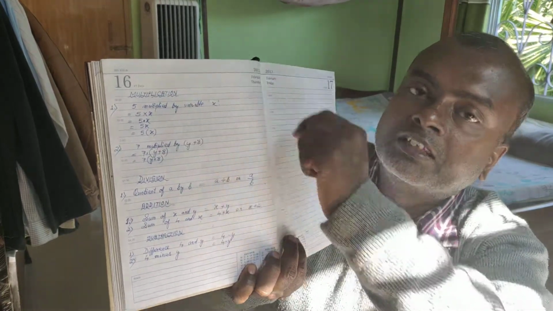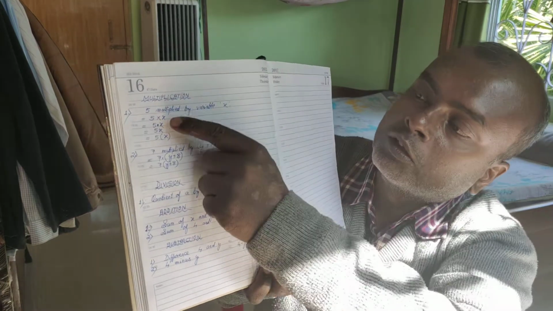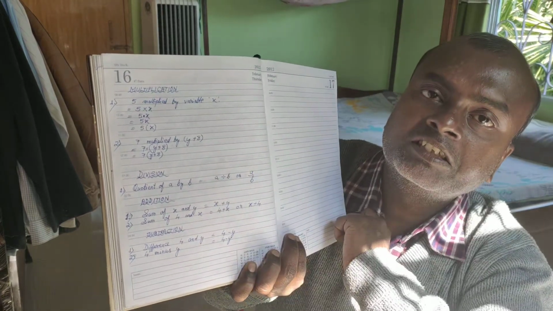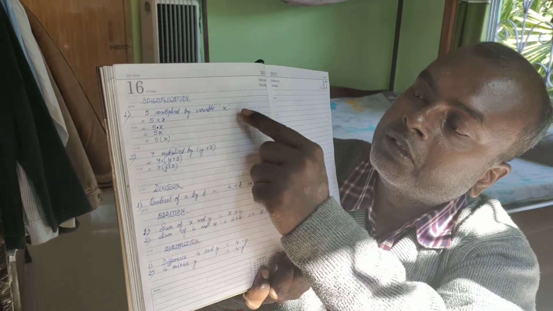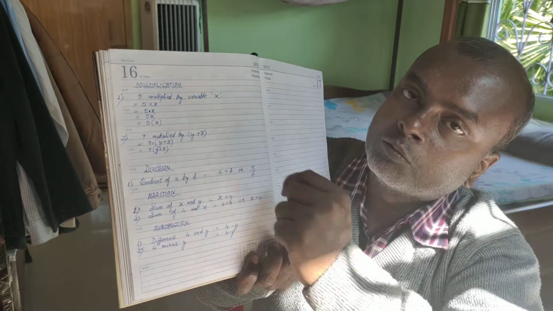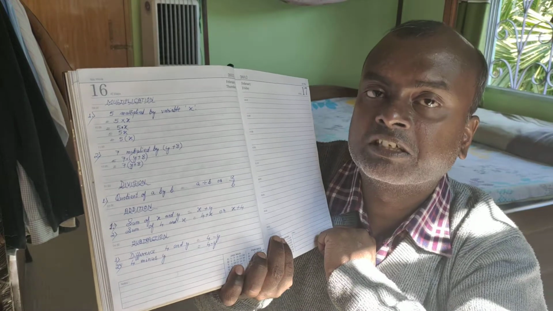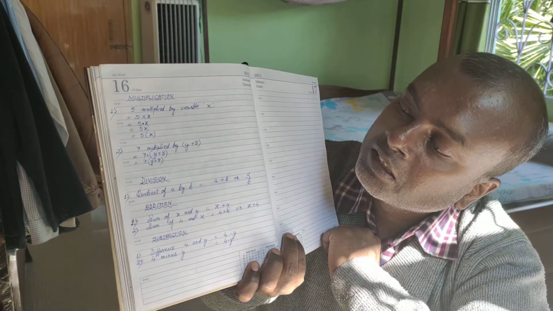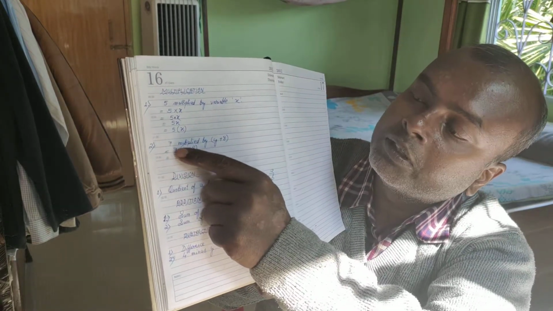Okay, these all are algebraic sentences. On the top you can see this is the English sentence, 5 multiplied by variable x, and all these down, 5 and whatever I have written over here, they are called algebraic sentences. Okay, next I have given another example for multiplication.